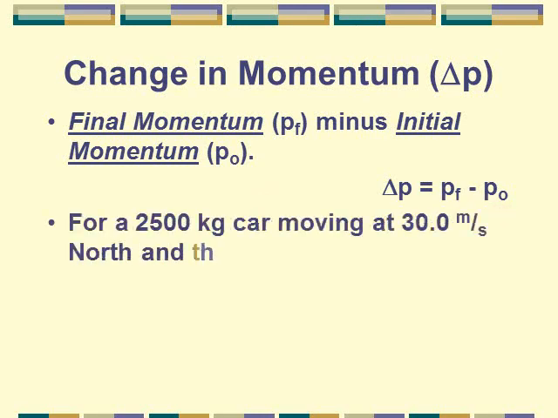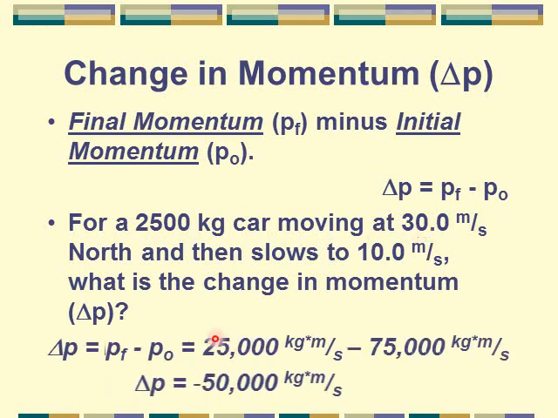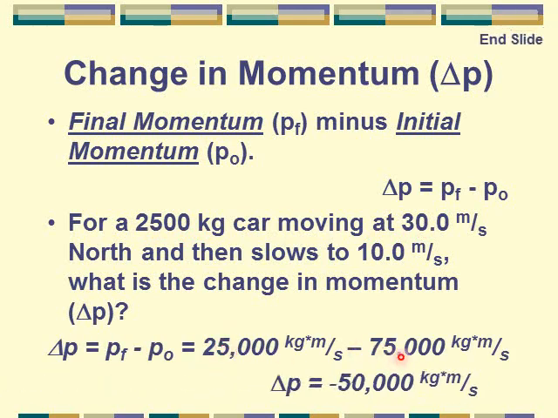So in this example right here, we have a 2,500 kilogram car moving at 30 meters per second north, and then it slows to 10 meters per second north. What's the change of momentum? Well, the final momentum is going to be 2,500 times 10, and the initial momentum is 2,500 times 30. So that gives us 25,000 as the final, and 75,000 as the initial. Final minus initial is going to be equal to negative 50,000 kilograms meters per second.